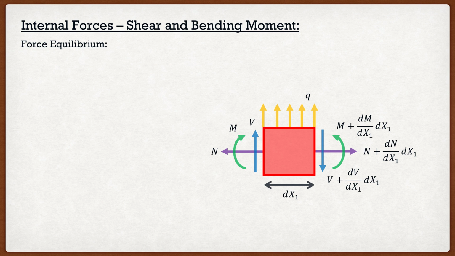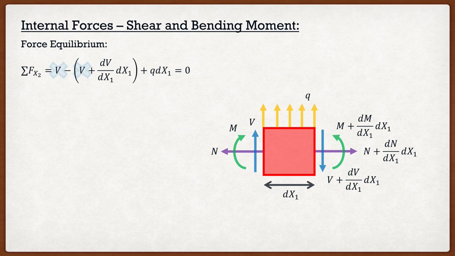The easiest one to look at is the sum of the forces in the x2, or the vertical direction. And what we get is the shear force V, minus V plus the change in V over dx1, plus our distributed load q multiplied by that distance dx1. And since we're dealing with a static case here, this is all going to be equal to 0.